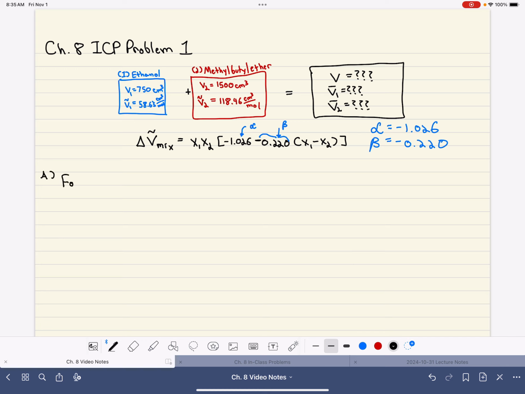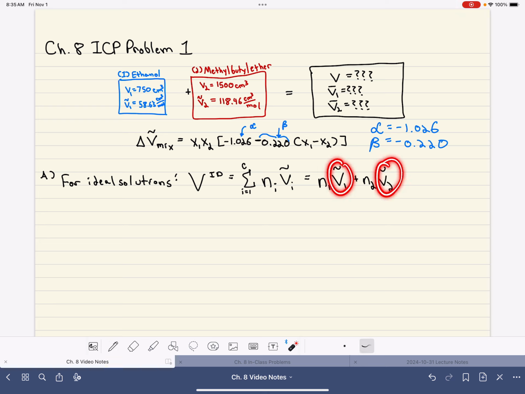And so for ideal solutions, we essentially say that the total volume is just going to be a weighted average of the partial molar volumes, or of the molar volumes of the pure species. And in that case, we would have N1 times the molar volume of pure species 1 and N2 times the molar volume of pure species 2.